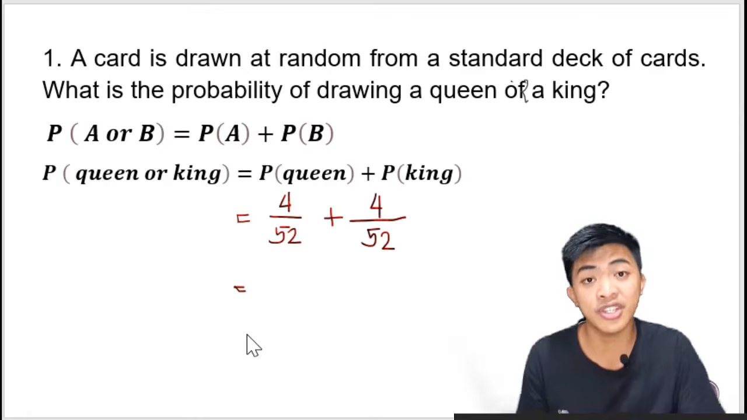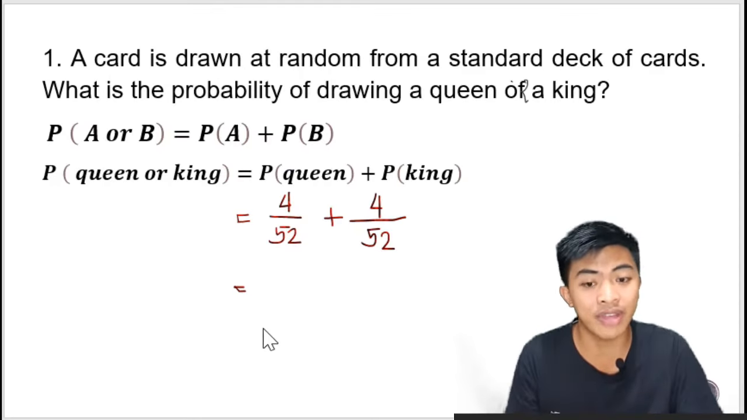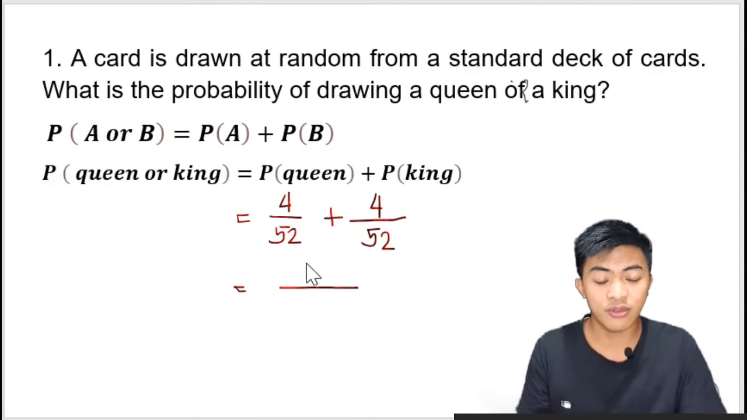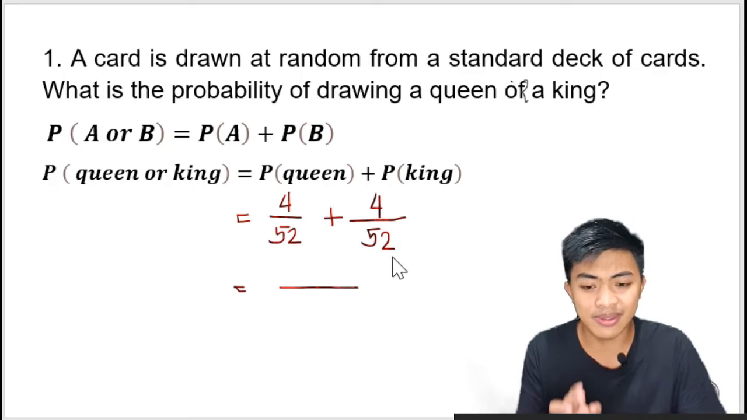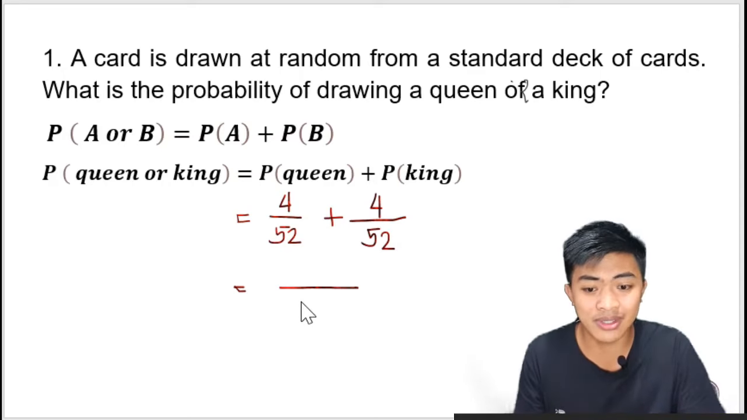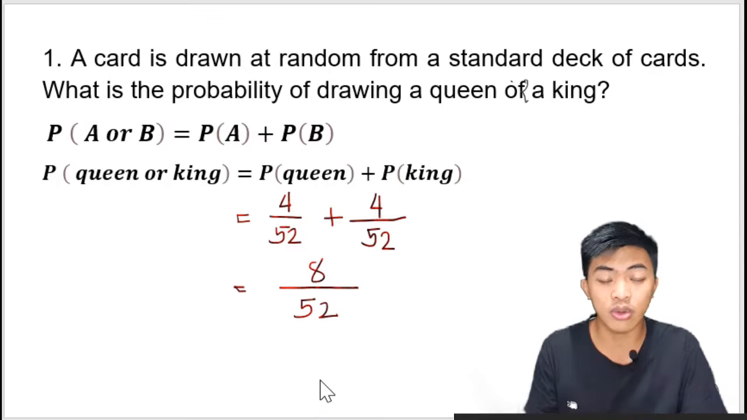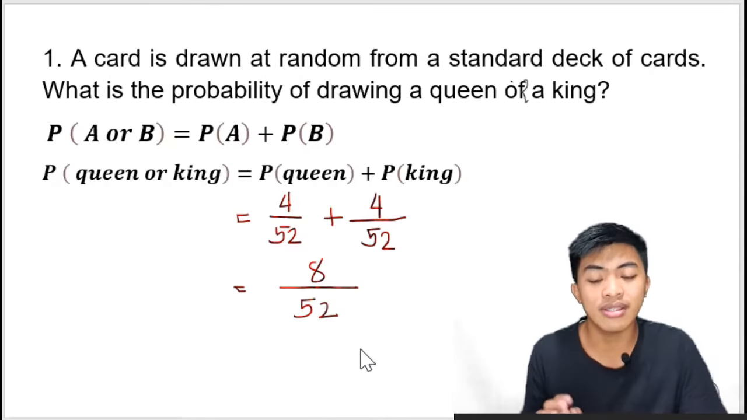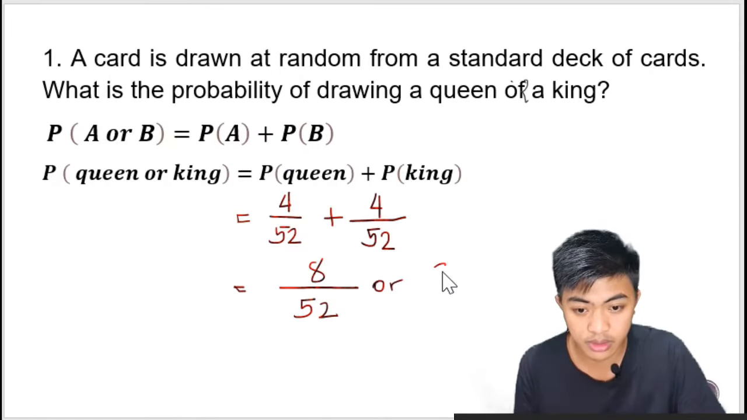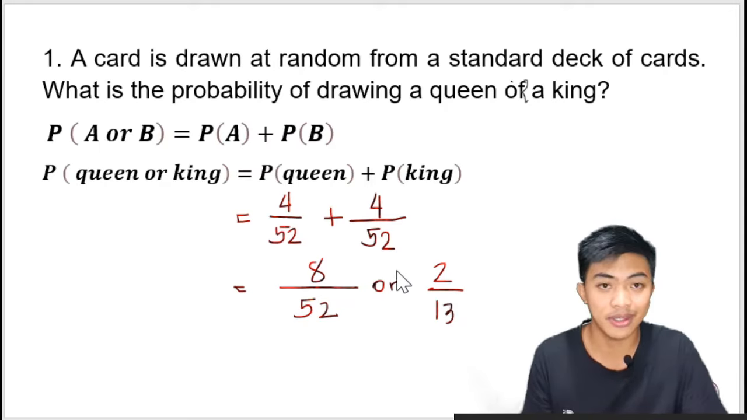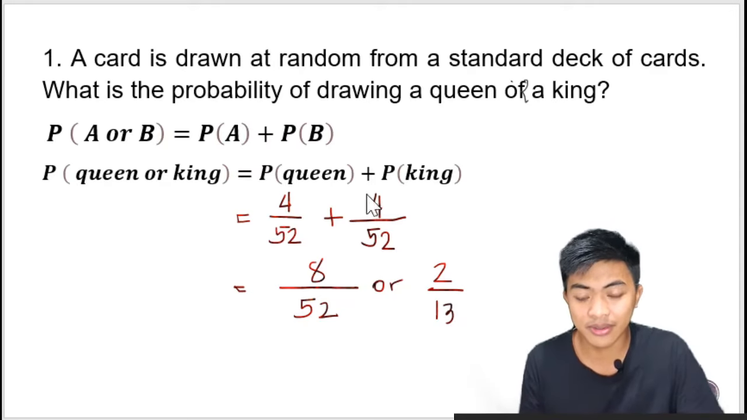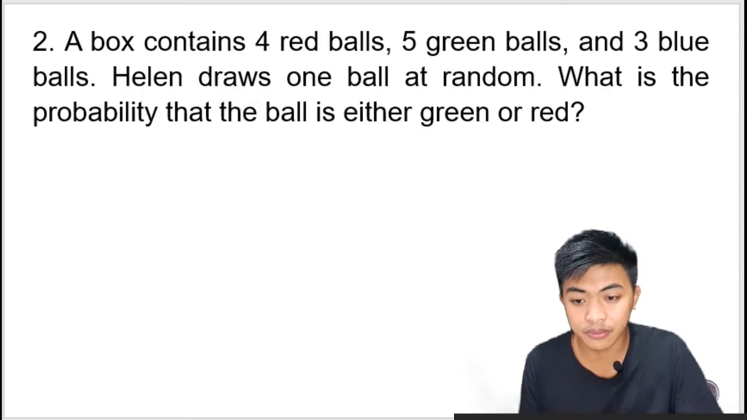Now after that, we're just going to add. And the rule of adding fractions is that if we are adding fractions with the same denominators, just copy the common denominator and add the numerator. So 4 plus 4 is 8. The final answer is 8 over 52, or we can still simplify this to 2 over 13. All right.